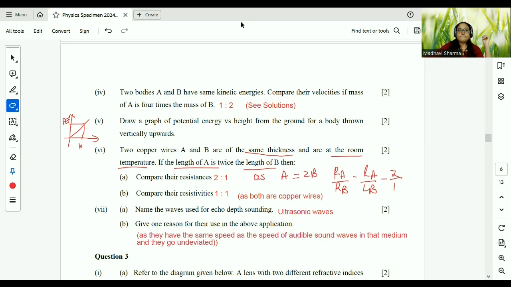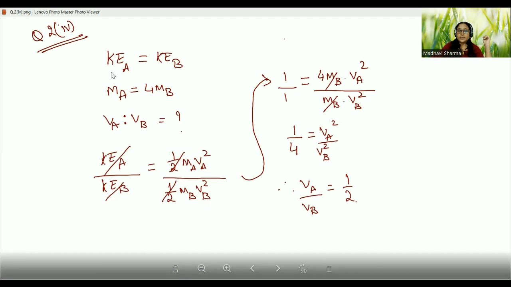Question number 2, the fourth one. Kinetic energy of A is same as kinetic energy of B. Mass of A is 4 times the mass of B. So ratio of velocity of A to velocity of B is how much? Write down the formulas of kinetic energy of A, B. It's the same, so it gets cancelled. Half gets cancelled. Mass of A is 4 times mass of B. And you get 1 is to 2. Let's go back. So answer of this is 1 is to 2.